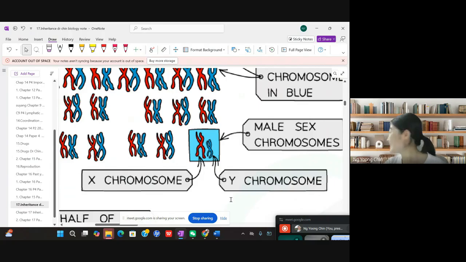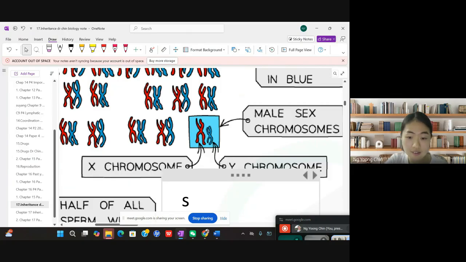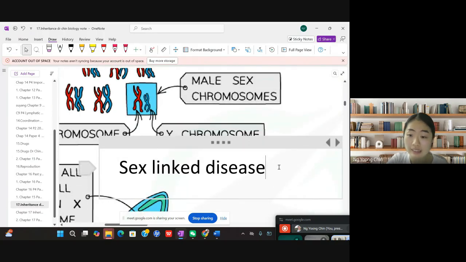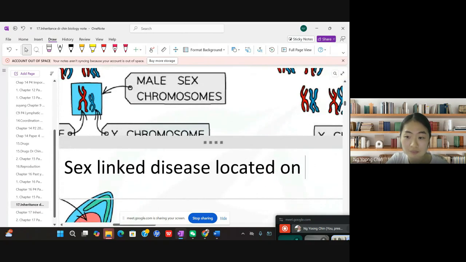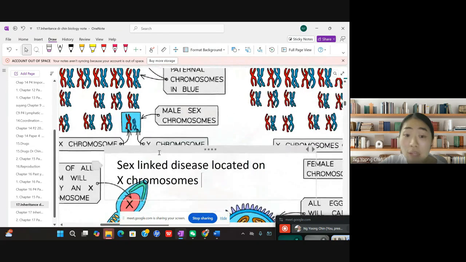There are a lot of sex-linked diseases, you know. Sex-linked diseases happen on the X chromosome. You can write down here, sex-linked disease. They happen on the X chromosome. They can be located on the X chromosome, but not on the Y chromosome.